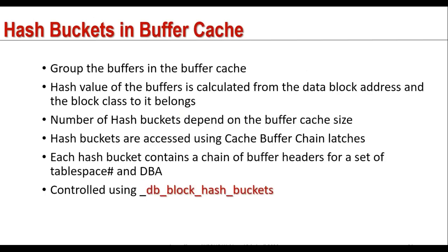Now, the hash buckets, as I said, are going to be there, and they are going to be used by you to find out whether the particular buffer requested by you is actually available in the system or not. Now, they are going to be maintained internally, but the parameter to control them is going to be DB block hash buckets. And each bucket, as I said, is going to have a set of chains available inside it to hold up the particular buffers.